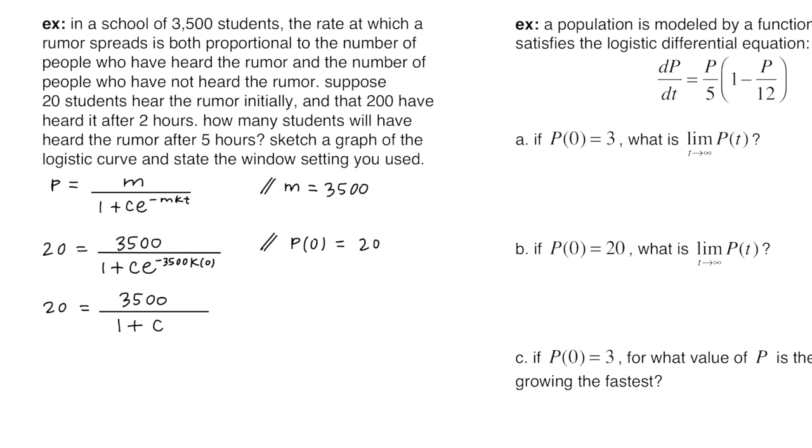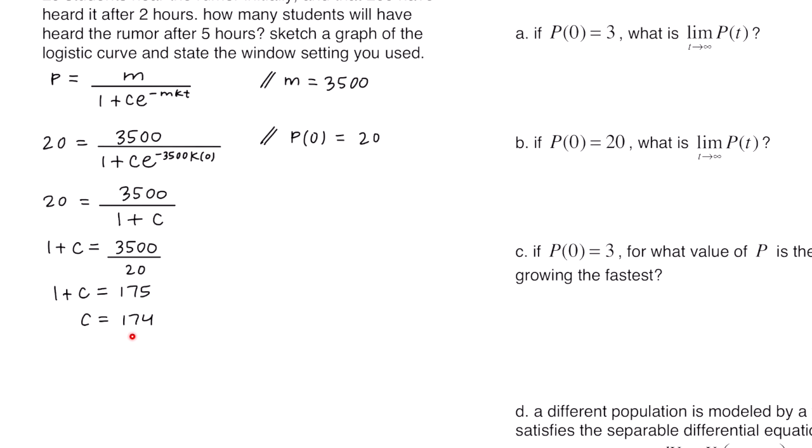This is a proportion, so I'm going to bring this 1 plus c up to the left, and then I'm going to move this 20 down to the right. So now we have 1 plus c equals 3,500 divided by 20. This simplifies to 175, so c equals 174.